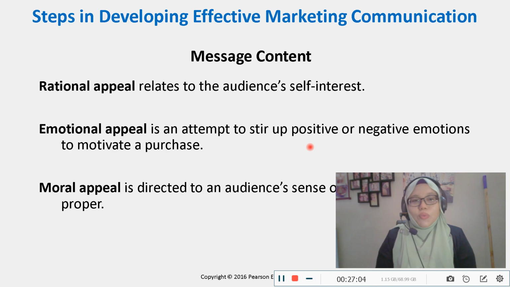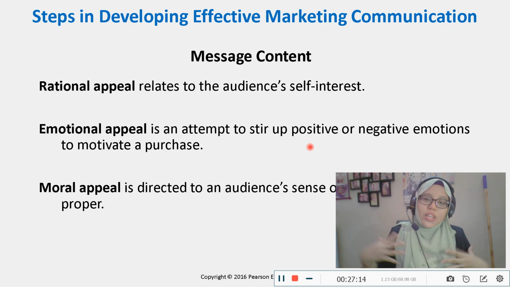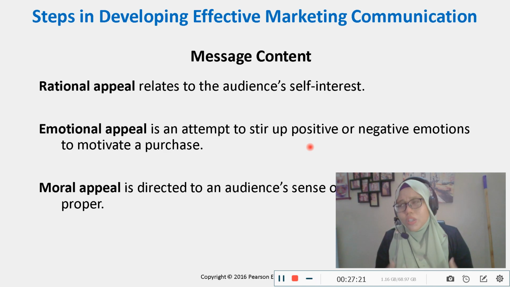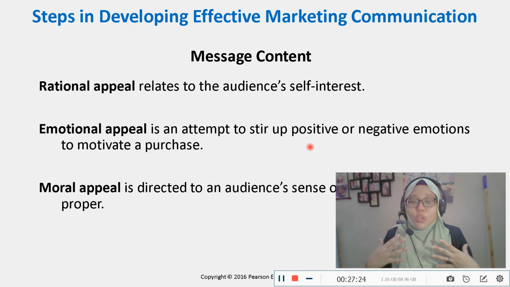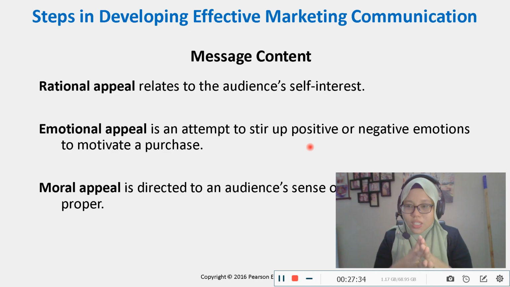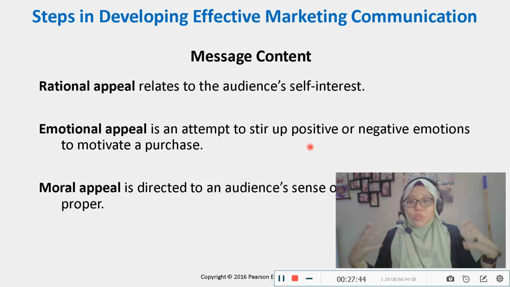So the content, it can be rational appeal, emotional appeal, or moral appeal. So rational appeal actually relates to the self-interest of the target audience. The target audience have their own hobby, their own interest, their own liking and preference. So you can try to cater to that interest. If you know that they are more towards outdoor activities, because you want to sell sport shoes, so those who buy sport shoes are someone who likes outdoor activities. So you try to make the message around that interest, so that they are attracted to the message that you want to deliver to them.